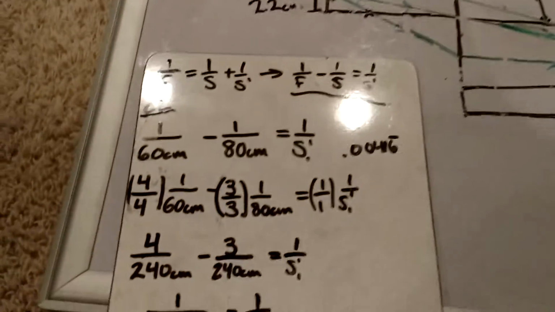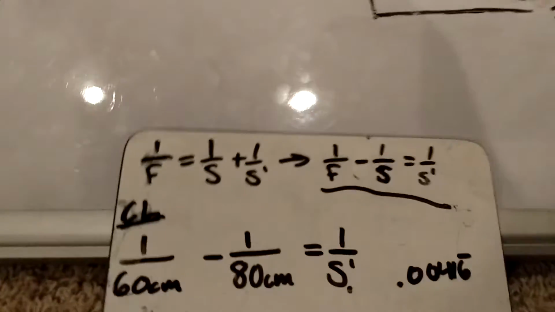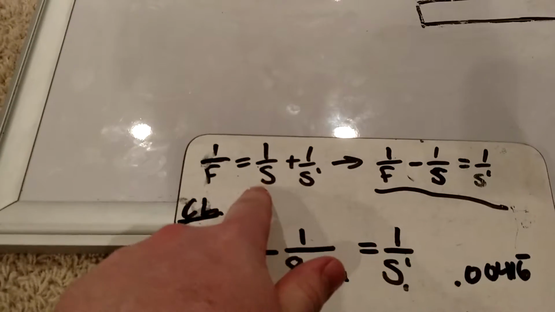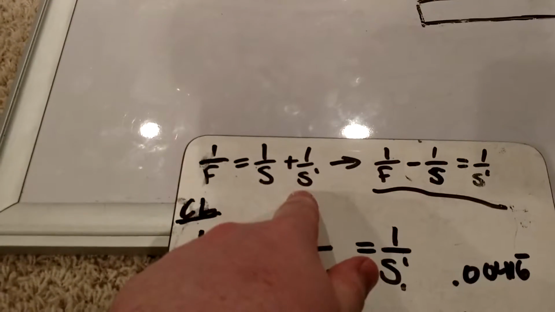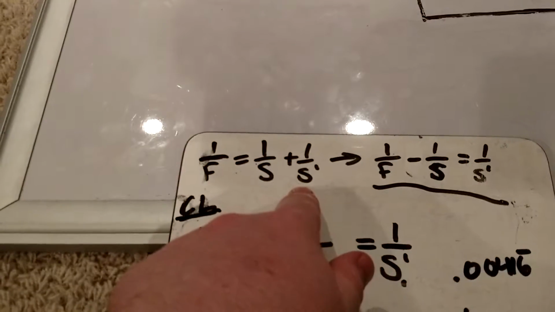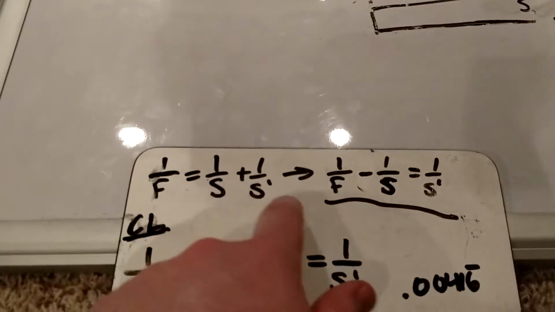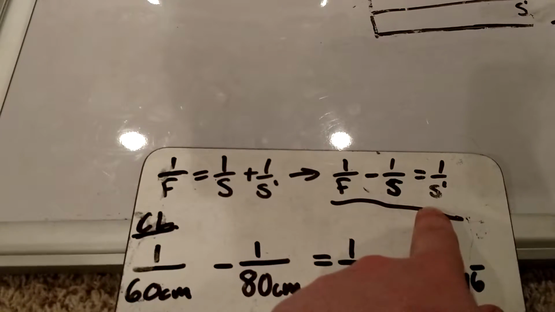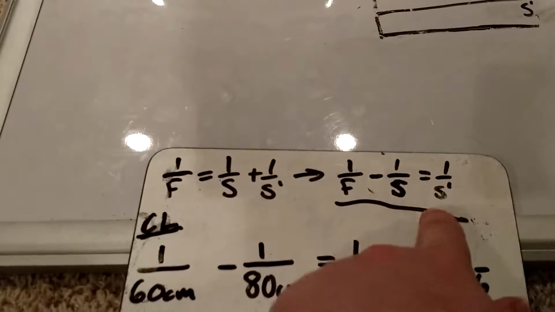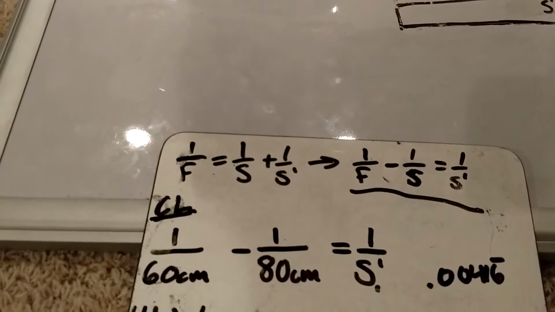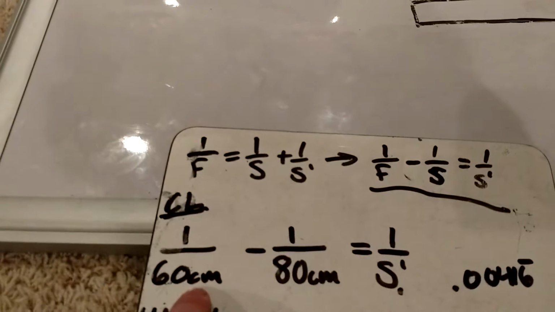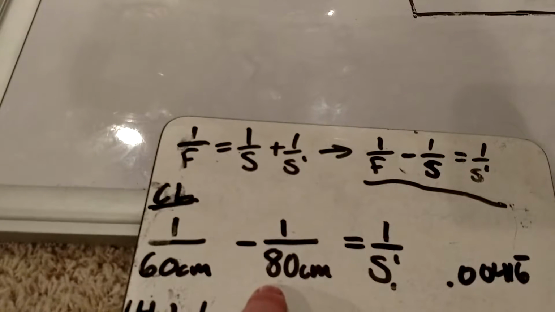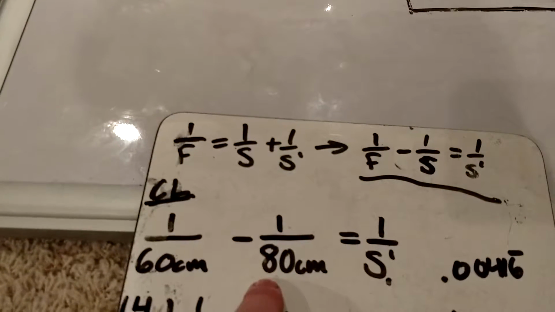In which case, we are going to use the thin lens equation, which is 1 over the focal length equals 1 over the object distance plus 1 over the image distance. I manipulated this formula so that our output will be 1 over the image distance. So for the converging lens, we have 1 over 60 centimeters, which is the focal length of the converging lens, subtracted by 1 over the object distance, which is 80 centimeters.